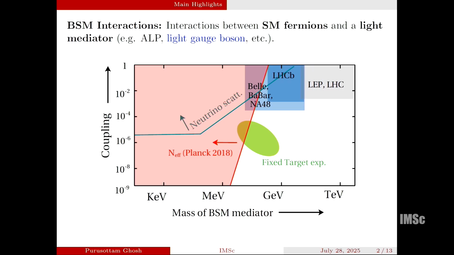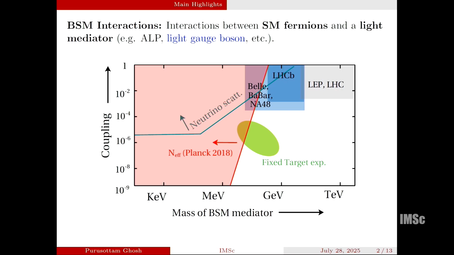This is a cartoon figure in the plane of mediator mass and coupling. This red line is our point of interest. It corresponds to the N effective upper bound from Planck data, and the left region is excluded by the Planck observation.